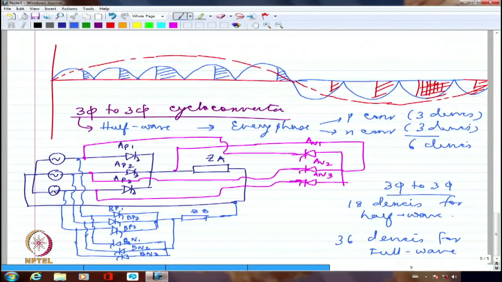So AC to AC converter, basically we have discussed only two types. There is one more thing called matrix converter, which I am not getting into. We'll see if time permits towards the end. Otherwise, I don't want to get into matrix converter. There is one more converter with which AC to AC conversion is possible. That is matrix converter. I am not looking into it right now.